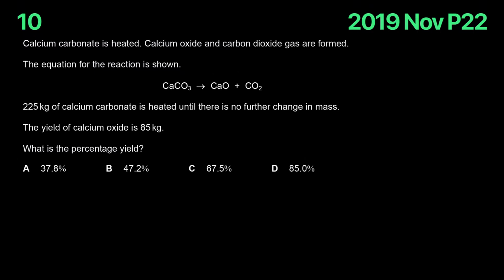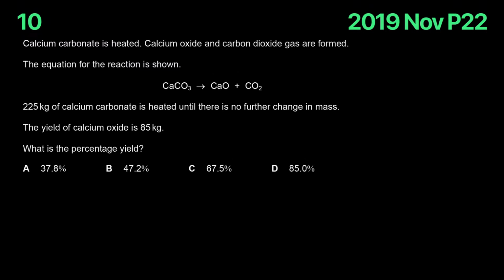Okay, is this the first question? Question 10? Okay. Calcium carbonate is heated. Calcium oxide, is this the same? Oh no, different question. You'll see similar questions show up because in the variants they try to keep consistency, right? Calcium carbonate is heated, calcium oxide and carbon dioxide gases are formed, the equation for the reaction is shown.